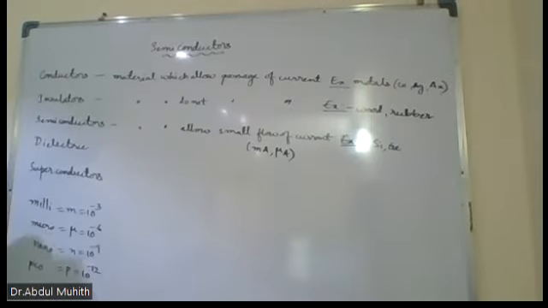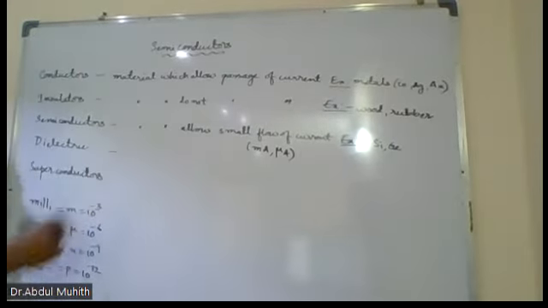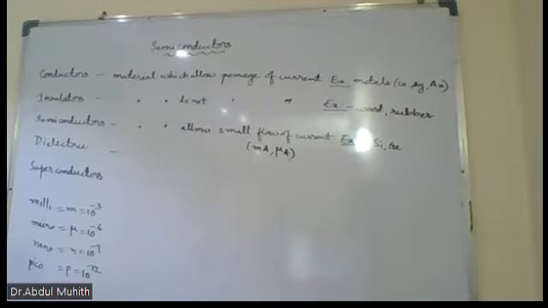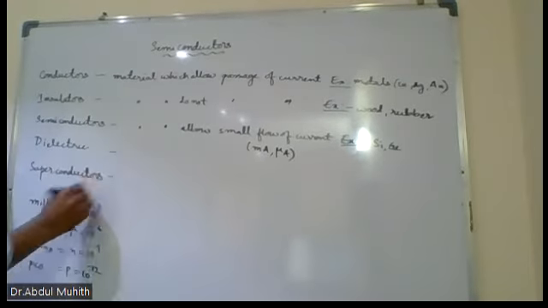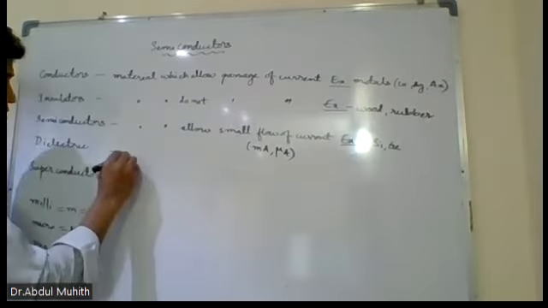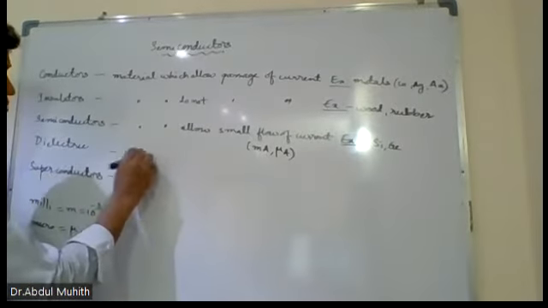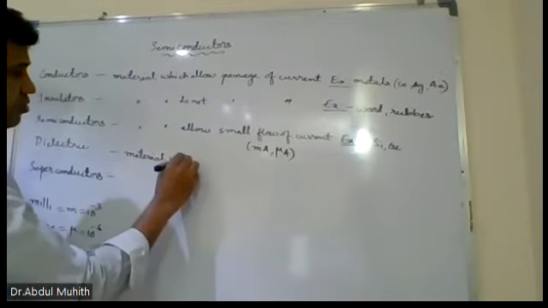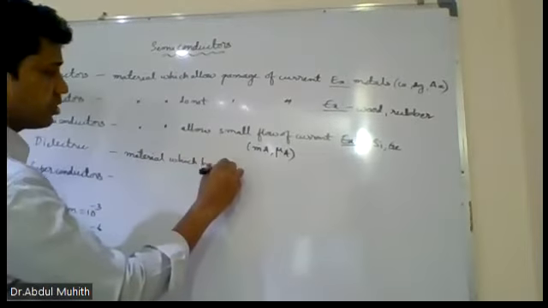Now, dielectrics. What are dielectrics? They allow a very, very small amount of current, especially in electronic devices like computers. We use semiconductors there. Now, a dielectric material has polarity, it has dipoles in it. It is a material which has dipoles in it.